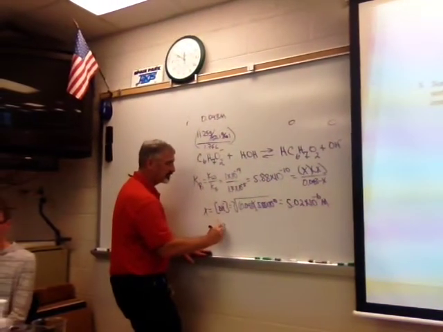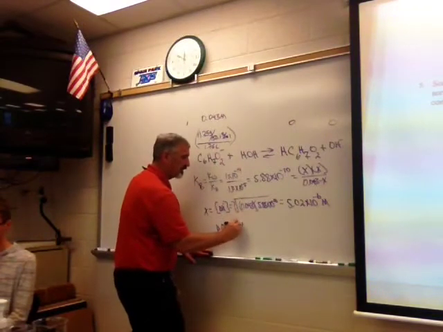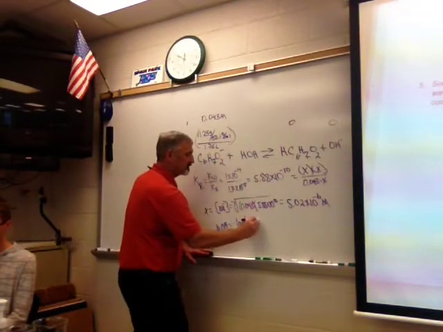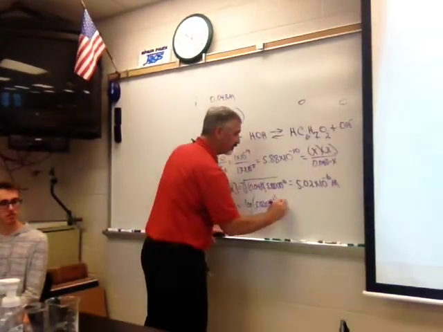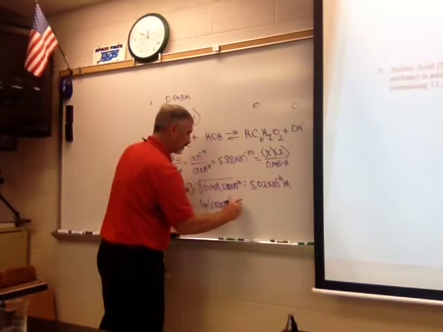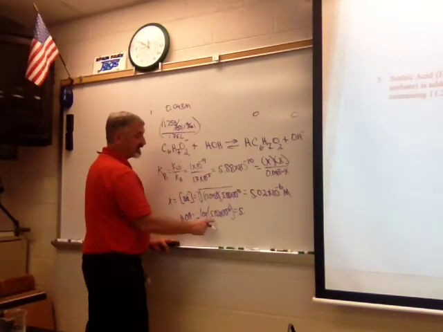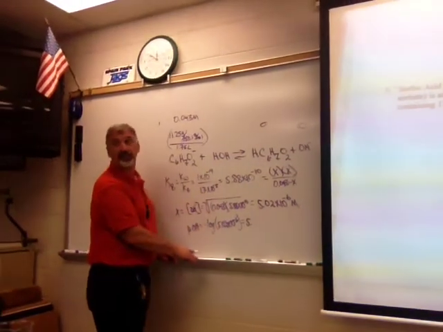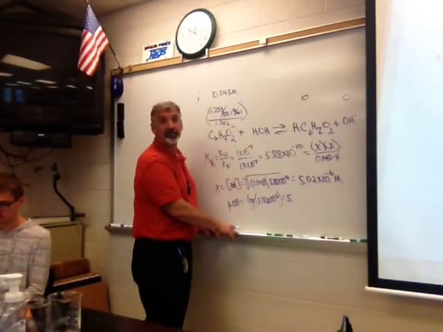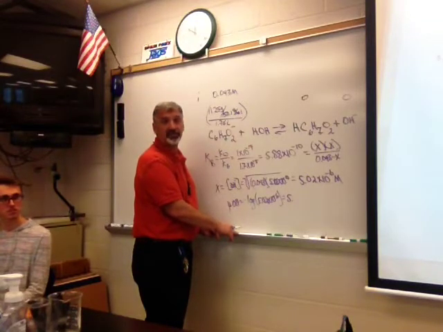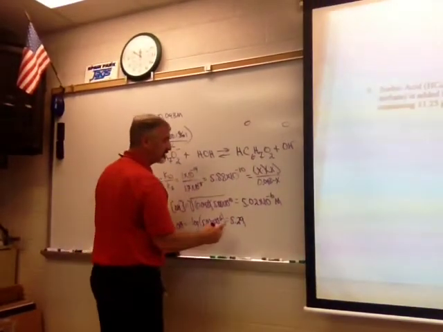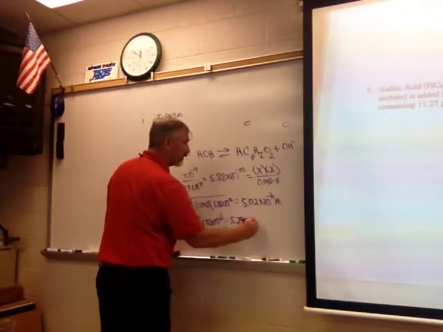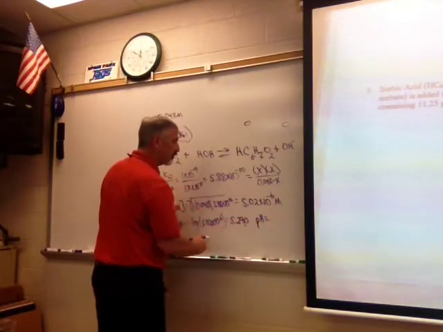So the pOH is equal to negative log of 5.02 times 10 to the minus 6, which is equal to 5.3. Technically, since this is 3, we should have 3 decimal places on our pH, but 5.3, what's the next one? 5.29? Okay, 5.290. Okay, so therefore pH is equal to 8.71.